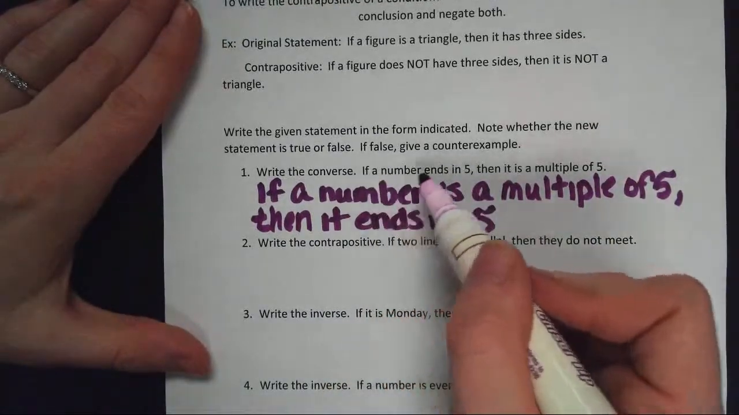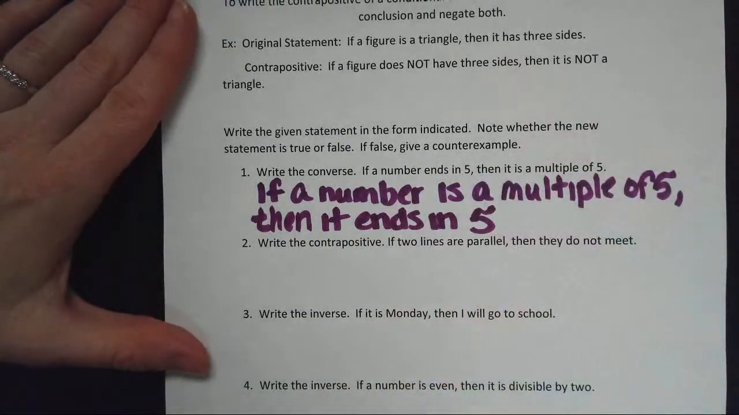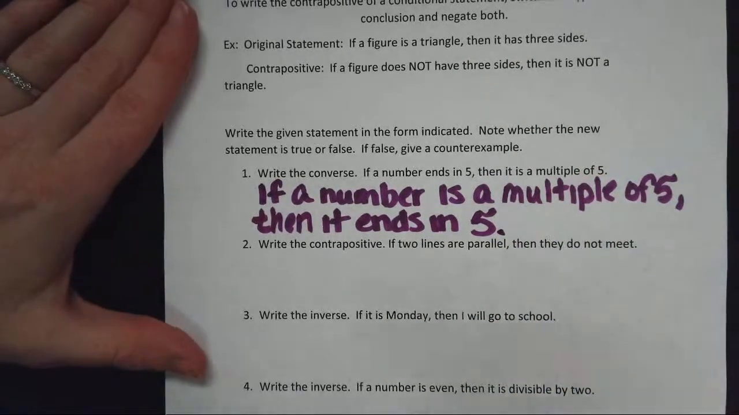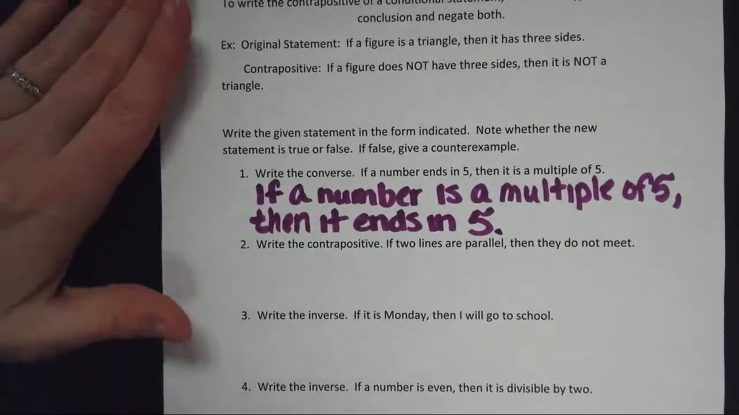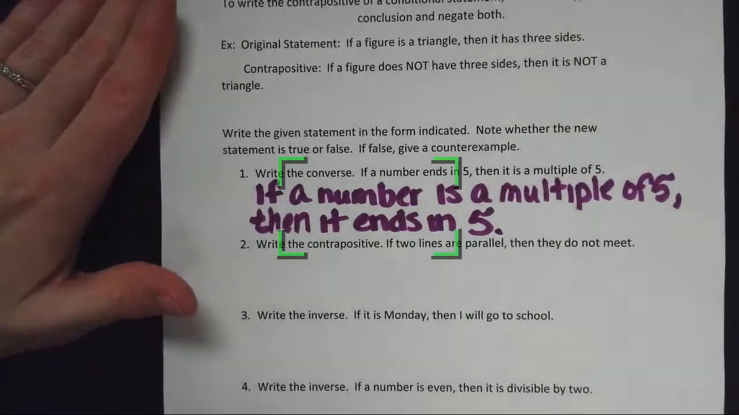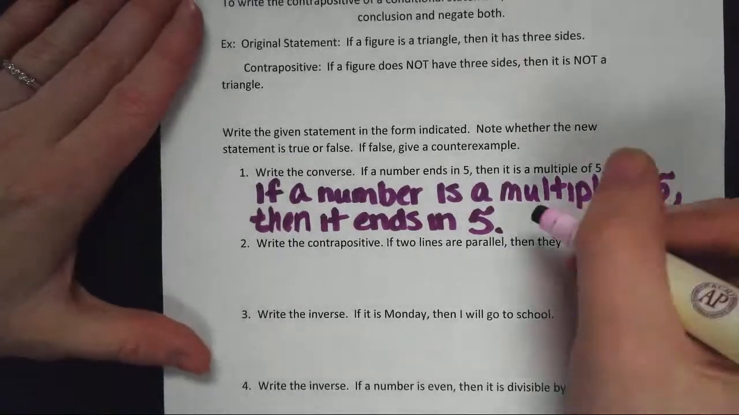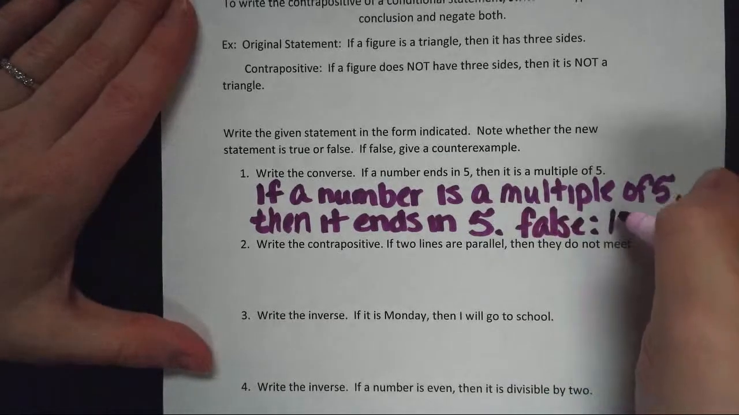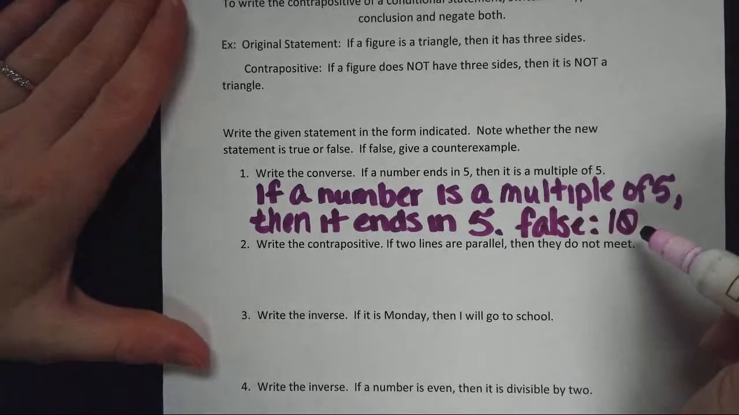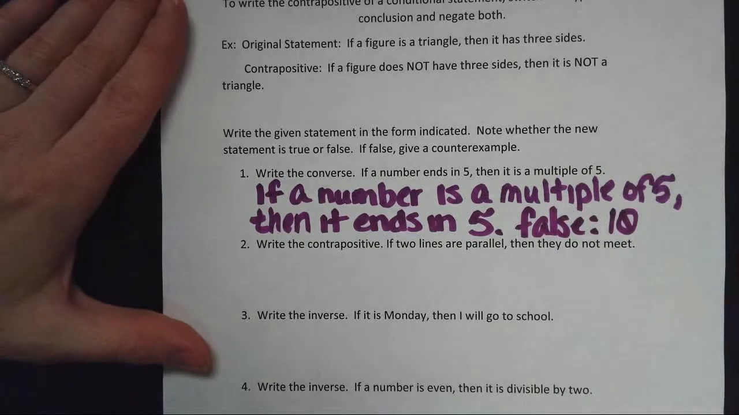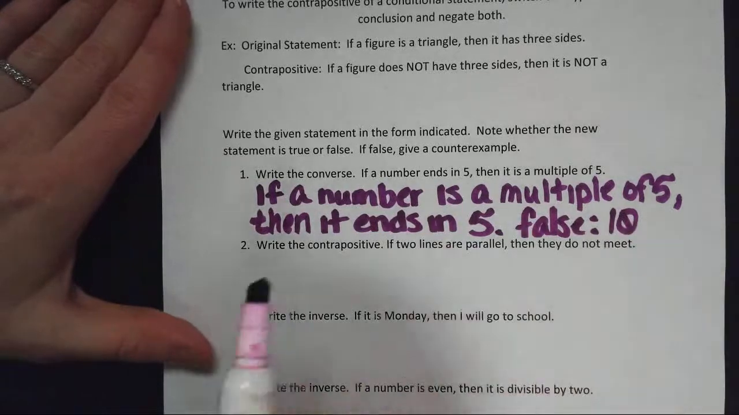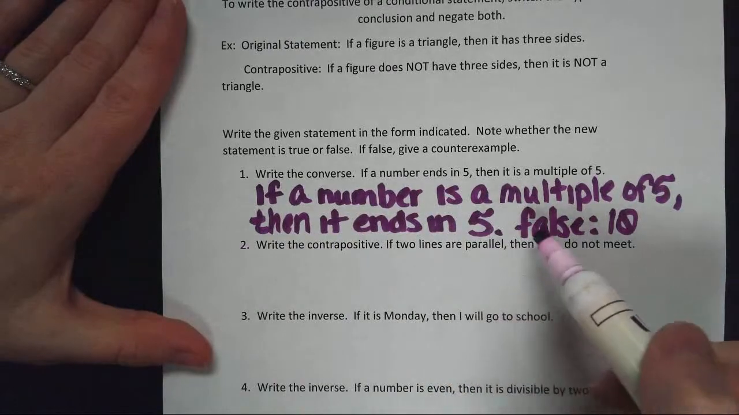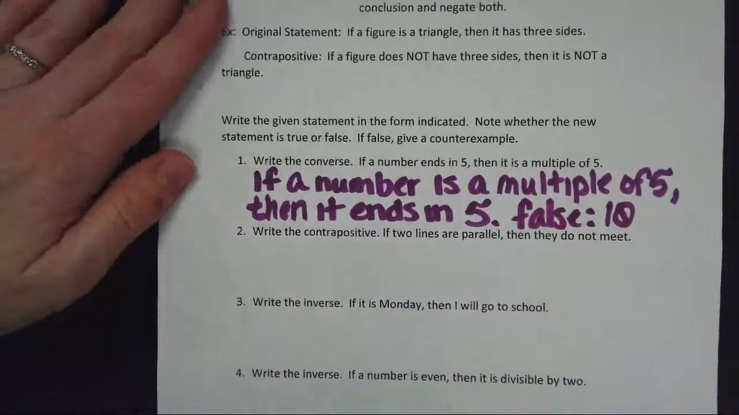So our original statement, if a number ends in 5, then it is a multiple of 5. Our converse is, if a number is a multiple of 5, then it ends in 5. Now, we need to know whether this is true or false. We know that numbers that are multiples of 5 can also end in 0. So this statement is false. And a counterexample would be, for instance, 10. 10 does not end in 5, but it is a multiple of 5. So this implies that if we pick a number, any number that's a multiple of 5, it will definitely end in 5, which is false, and our counterexample is 10.